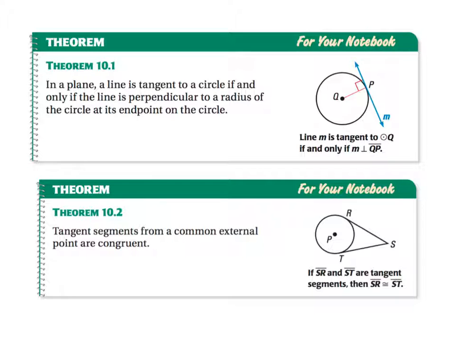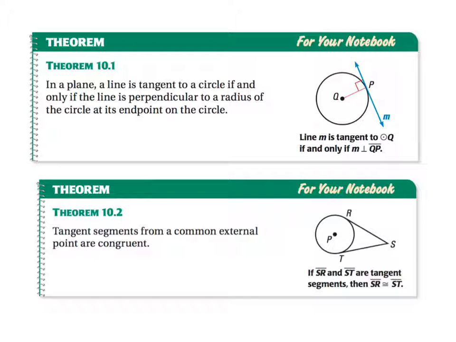So to begin, a line is tangent to a circle. So if I know that this line is tangent to the circle at point P, then I know that it is perpendicular to the radius. But if we read it backwards, if we know that a line is perpendicular to the radius, then we can assume that that line is a tangent line.